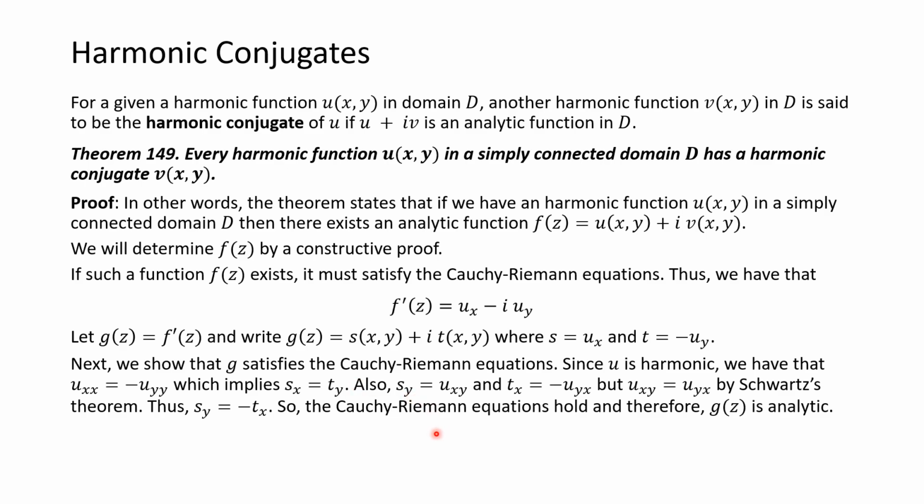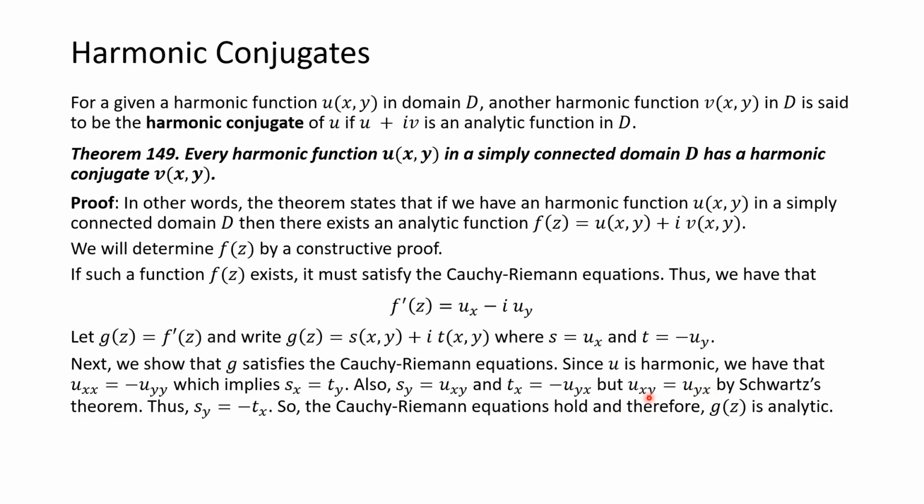Okay, and then also the partial of s with respect to y equals the partial of u with respect to x and y, and the partial of t with respect to x equals the partial of u with respect to y and x. And again, we're using these two equations here. But from Schwarz's theorem, we know that we can change the order of the partial derivative. So we have u sub xy equals u sub yx.